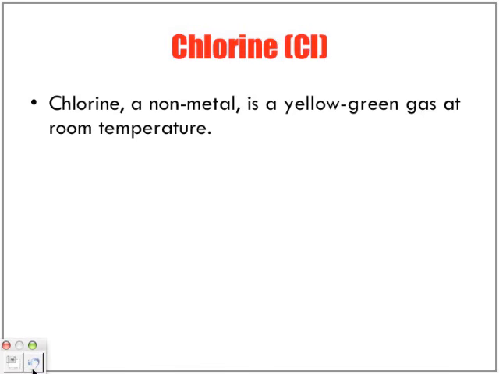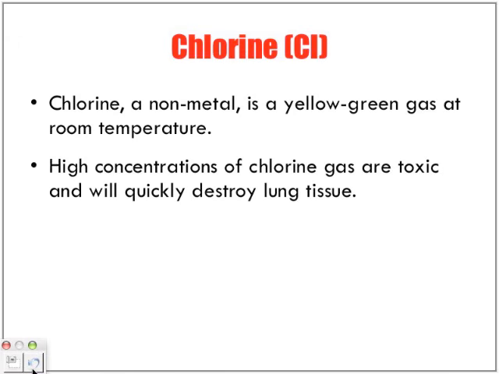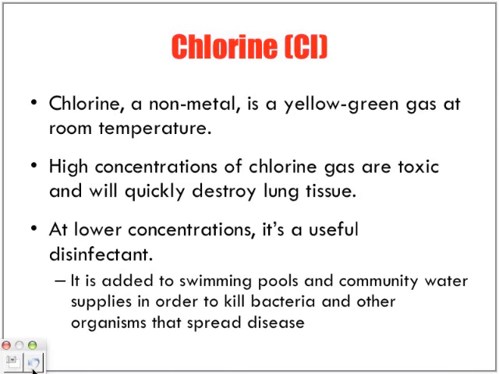Chlorine is a nonmetal, a yellow-green gas at room temperature. High concentrations of chlorine gas are toxic and will quickly destroy lung tissue if you breathe it in. But you combine it with sodium, you make something that is edible. At lower concentrations, another purpose of chlorine is that it's useful as a disinfectant. We use chlorine in swimming pools and community water supplies to help kill bacteria and other organisms that can spread disease. So in low concentrations, it's good. High concentration of it, bad, toxic.